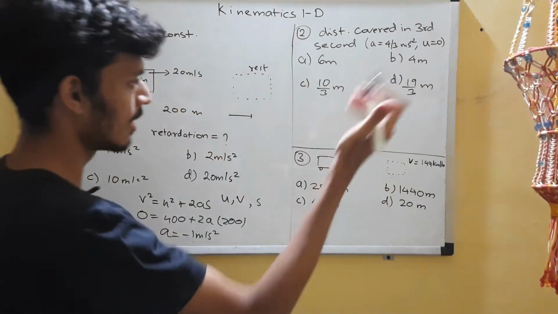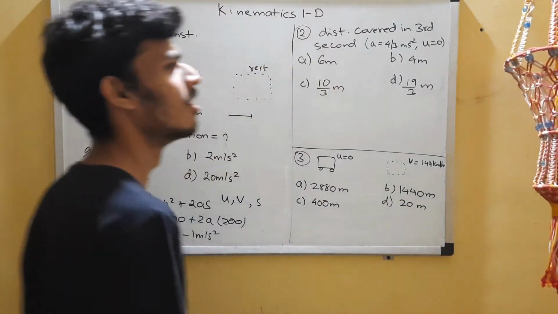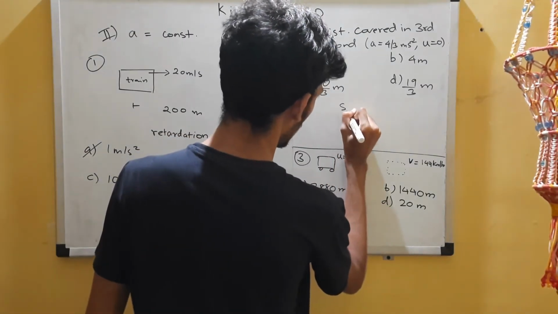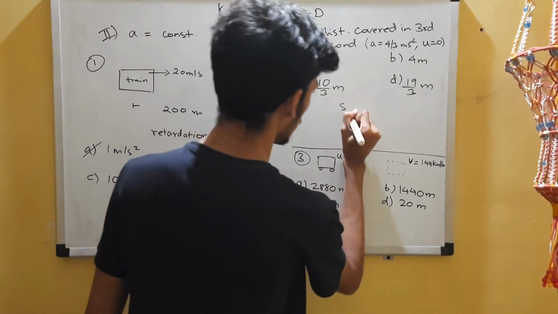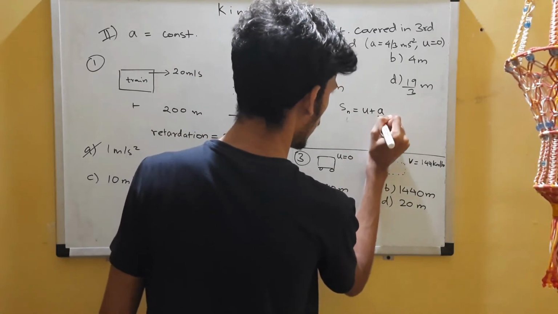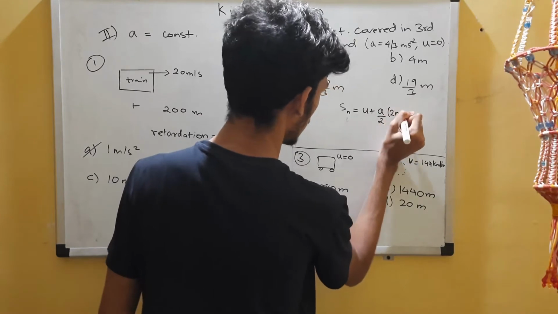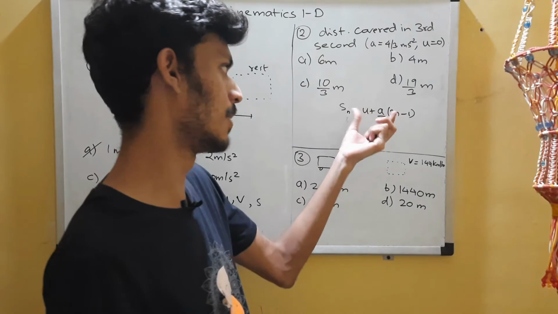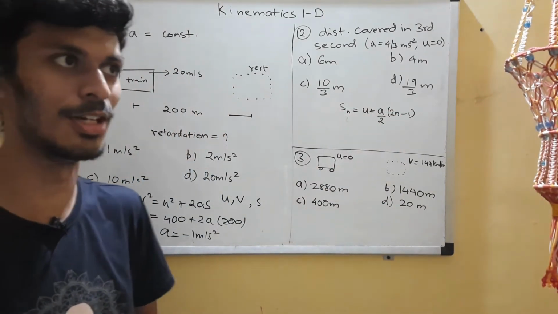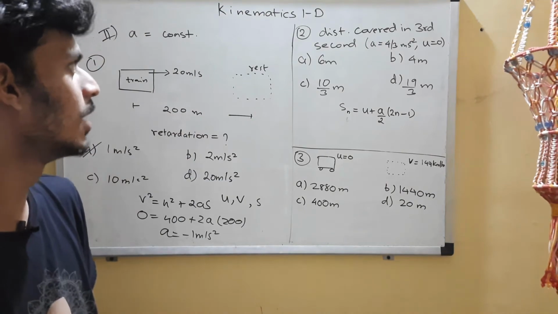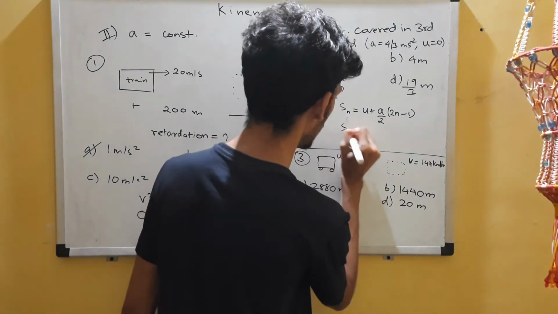So here there is a simple formula which we call the fourth equation of motion. The distance in a particular second, suppose the nth second, is given as u plus a by 2 into 2n minus 1. So distance in the nth second is basically given by this formula. If you didn't know this, please note it down. So let's find out the distance in the third second. Basically everything is given.